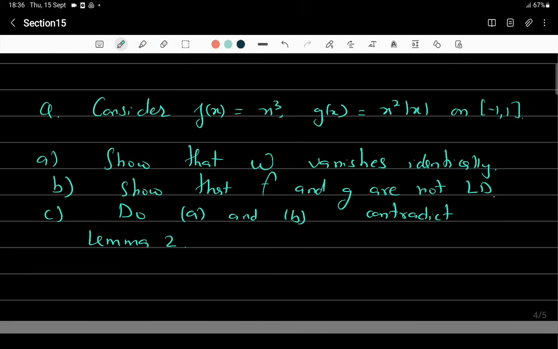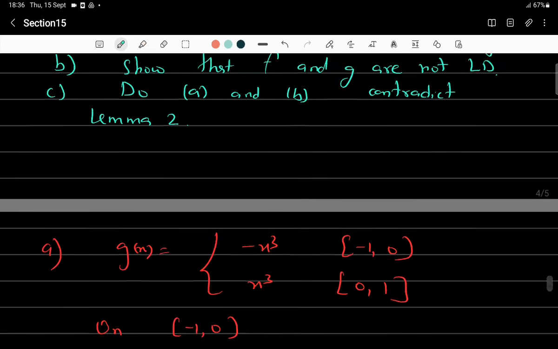Think over it and you will realize that I already gave the answer when I said y1, y2 are the solutions of a second order homogeneous differential equation. Then only that result works. Here I haven't said that f and g are solutions of a second order homogeneous differential equation. So this is just an example to show that when y1, y2 are not solutions of a homogeneous second order differential equation, that result may or may not work, since it is only defined when y1, y2 are solutions. And this is why A and B do not contradict lemma 2.